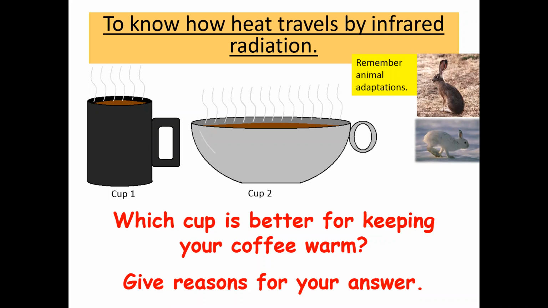Why would cup 1 keep your coffee warm? It has less surface area, so less heat can go from the coffee to the surroundings. Okay, that's good, because if you've got less surface area, then you can't transfer that thermal energy to your surroundings quite as efficiently.